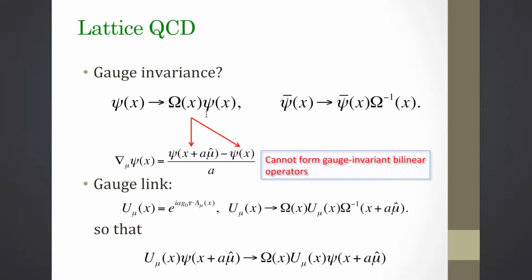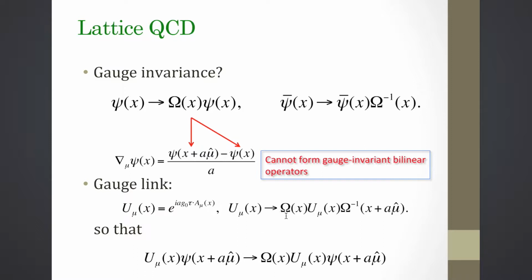The fermion fields transform in the fundamental representation just like they do in the continuum theory. But for the lattice derivative, because it is associated with two fermion fields, they cannot transform the same way, and therefore we cannot form gauge invariant bilinear operators that include derivatives. To solve this problem, we have to introduce a gauge link.